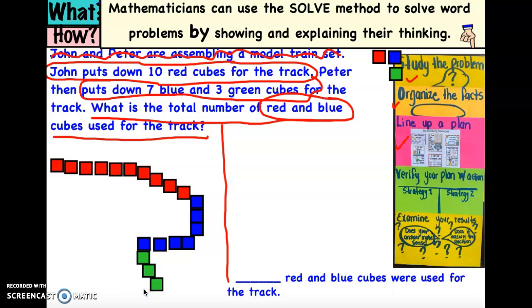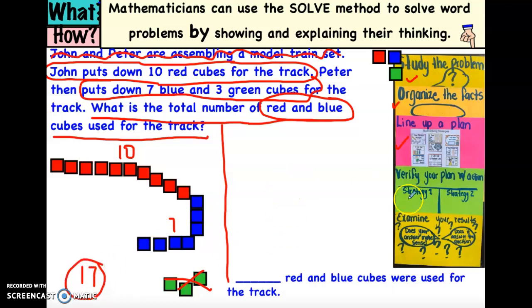So now the question is asking us to find what is the total number of red and blue cubes. Okay, red and blue. So they're not asking about the green one, so I don't need that one. I can easily move this from here because they are not asking to find out the number of green cubes. They're asking to find out the number of red and blue. So we have 10 red and 7 blue. 10 plus 7 gives us what? It gives us 17, right?